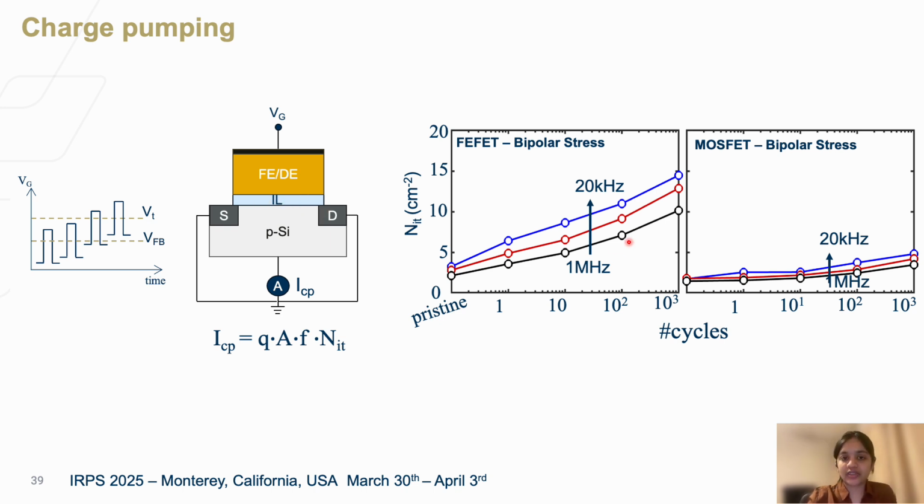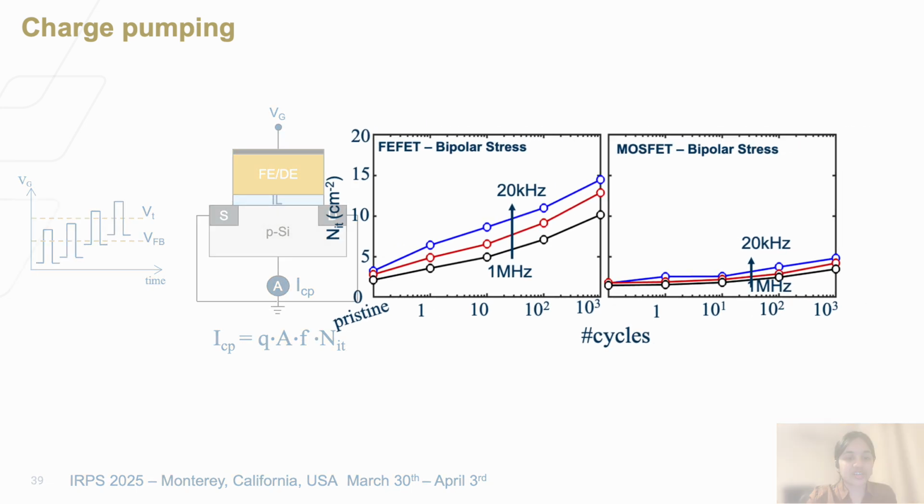So now if we look at the MOSFET case in contrast, we see that the 1 megahertz pulse leads to some degradation. That is, we see some amount of trap generation with cycling when we apply 1 megahertz pulses. And as we reduce the frequency, we see that the amount of new traps that we detect are not so many. That is, there is very little dispersion in frequency in the MOSFET case. So this tells us that most of the traps being generated are very close to the channel of this device.